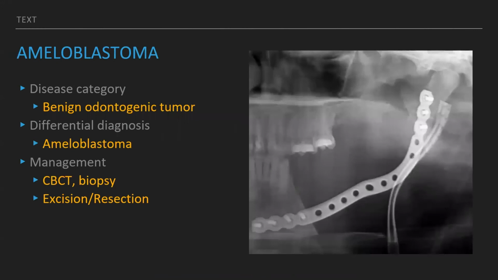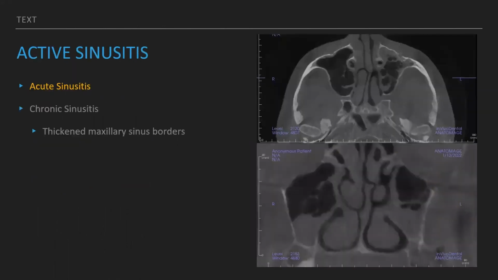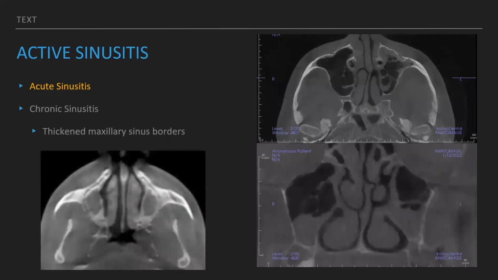So this was an ameloblastoma, a benign odontogenic tumor. Differential diagnosis was an ameloblastoma, very hallmark size. For the management, we did a CBCT, the biopsy, and of course they do an excision and resection. And again, one of those incidental findings we saw was acute sinusitis. Usually with chronic sinusitis, here you can see in this axial view, you get a lot of thickening of that maxillary sinus borders. Sometimes you'll get some calcifications going on within the mucositis as well.